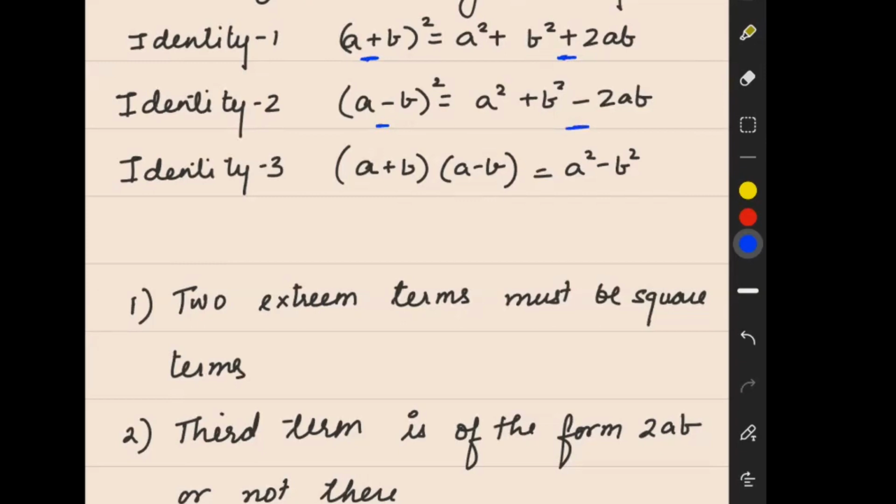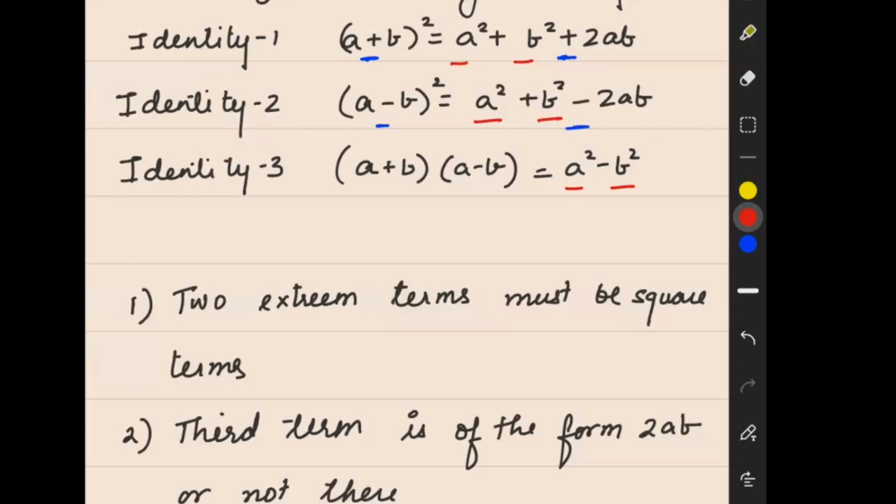So to factorize using identities, the foremost condition that should be satisfied is that there should be 2 square terms, like this, a and b are square terms. Then only this identity can be applied. And the second most important condition is that the third term should be of the form 2ab, or it should not be there. If it is not there, then the third identity will apply. If it is there, it should be of the form 2ab.